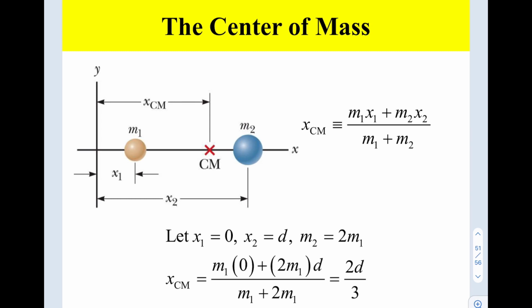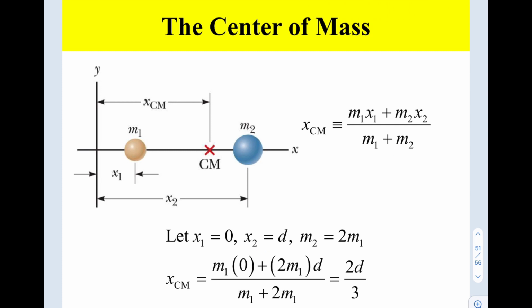Okay, if we look at this diagram, M1 is positioned at X1 from the origin, and M2 is positioned at X2 from the origin. So, to calculate the center of mass, it also means the average position of the mass, which is equivalent to M1 times its position plus M2 times its position, over the total mass of the objects.